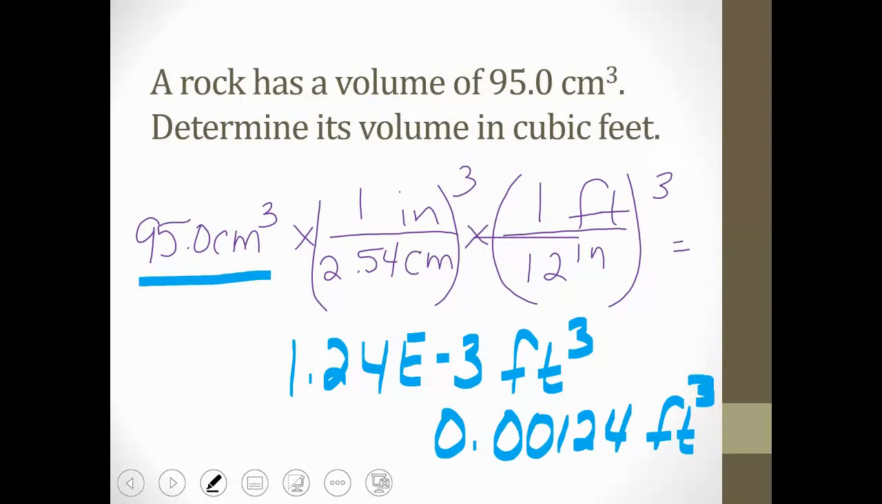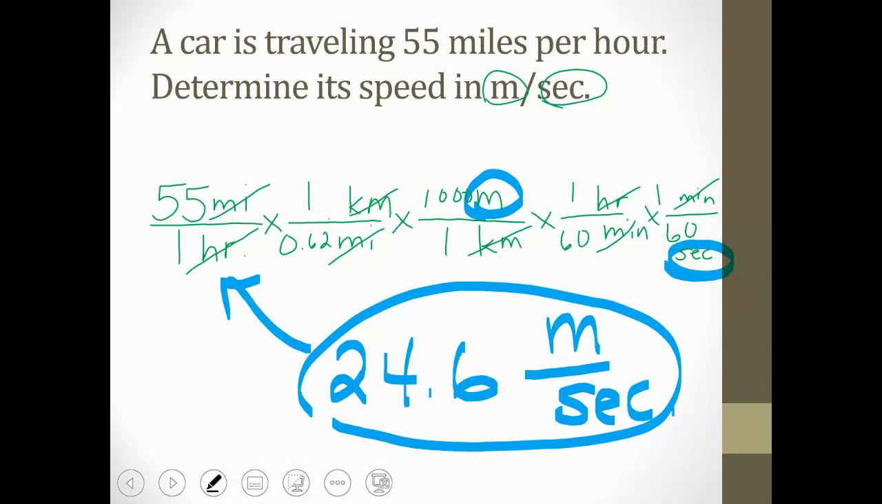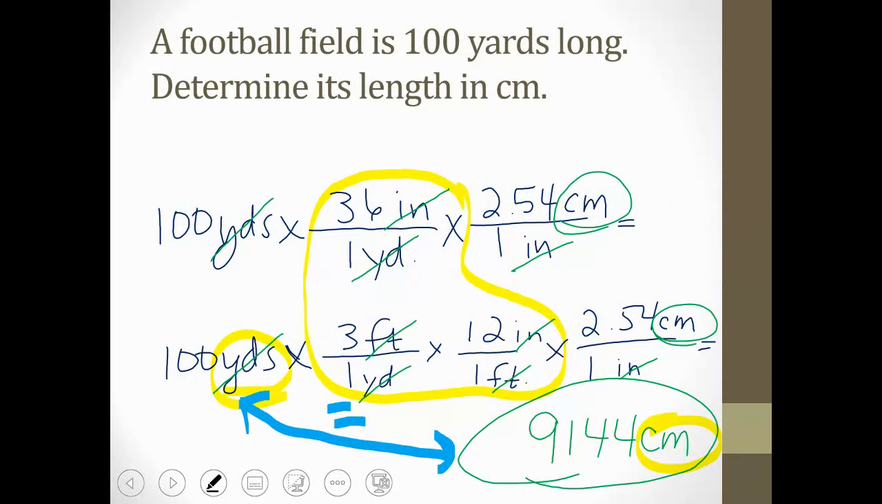Now, you can see that sometimes you've got to cube factors. Sometimes you need to square them. Sometimes in your problem, you're changing two different units. Don't try and change them both at once. Just start with the one and then try the other one. And it really doesn't matter which order. I could have changed the hours to seconds first and then worked on changing the miles to meters and gotten exactly the same answer.